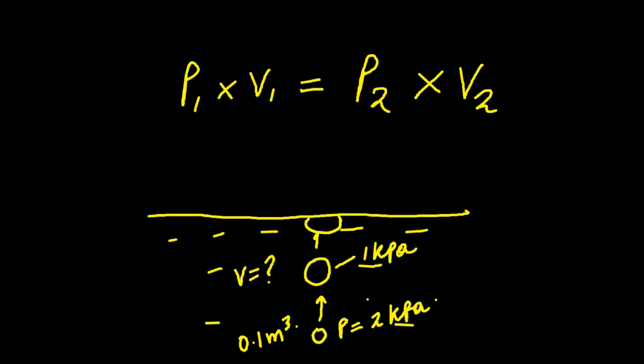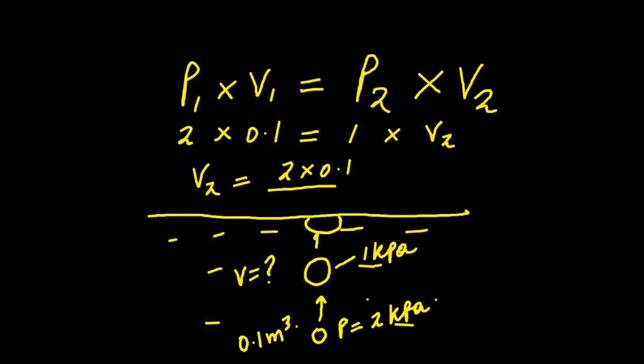Now, what was the first pressure? 2 kilopascal. Clear? What's the volume initially? 0.1 meter cube. What's the second pressure? 1 kilopascal. What's the second volume? We don't know. So, V2. So, V2 equals 2 into 0.1 divided by 1. So, how much is that? 0.2 meter cube. What happened to pressure as the bubble rose up? Pressure decreased. What happened to volume? Volume increased. The bubble got bigger. This is what Boyle said.